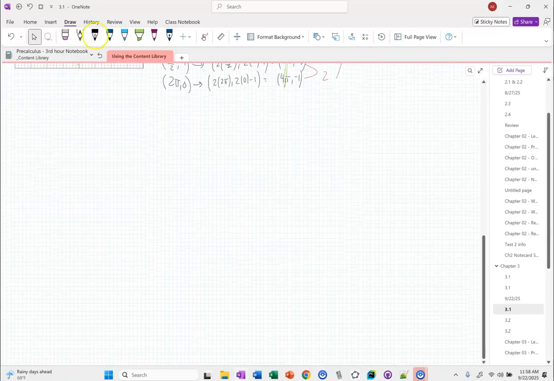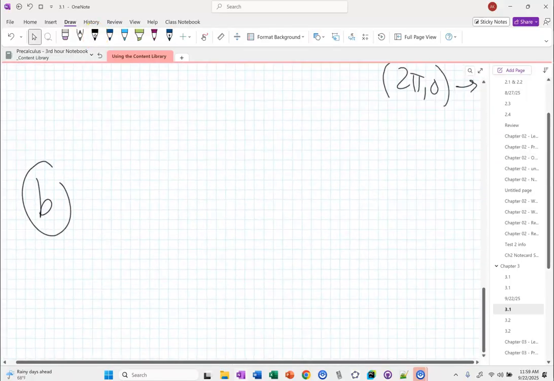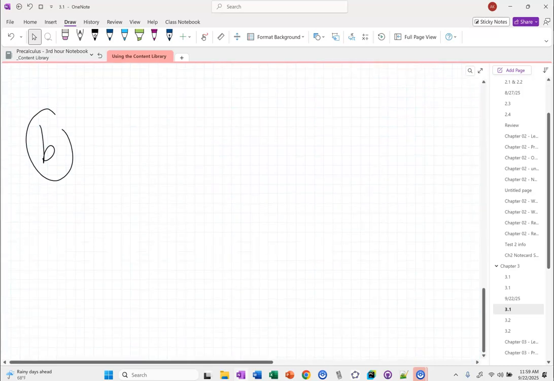All right. We'll do another example problem. Zoom in here a little bit. That's now absurdly big.